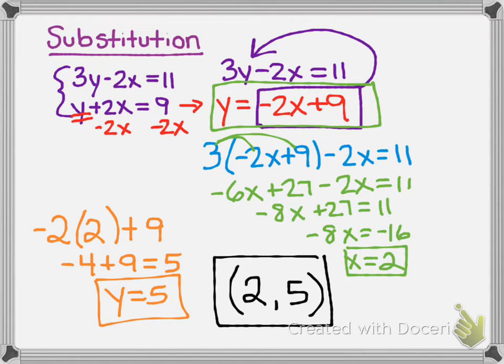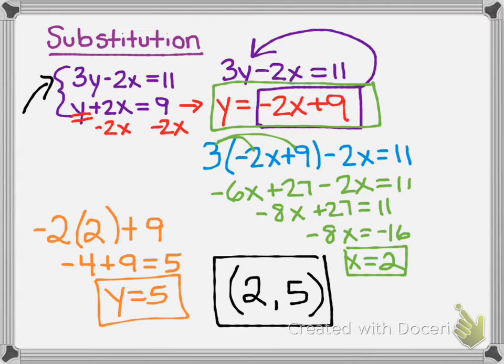So the only thing left to do with this problem is to check it. What you want to do is go back to the original up here and take x and y and plug them back in. So you're going to have 3 times 5 minus 2 times 2, which should give you 11. Then you need to plug it into both of them when you check. So then you need to do the bottom one: 5 plus 2 times 2 equals 9. So that's the key part when you check.